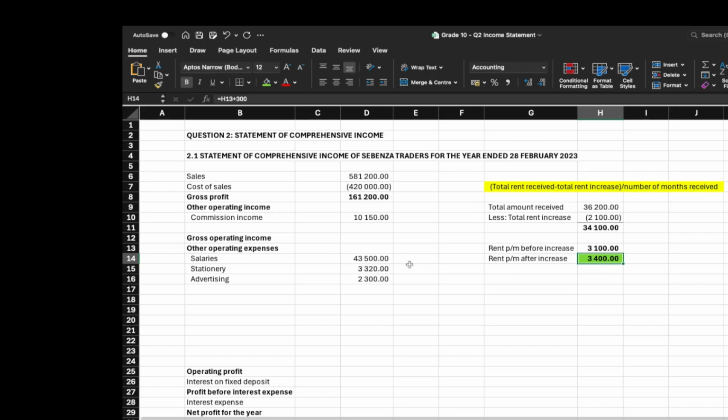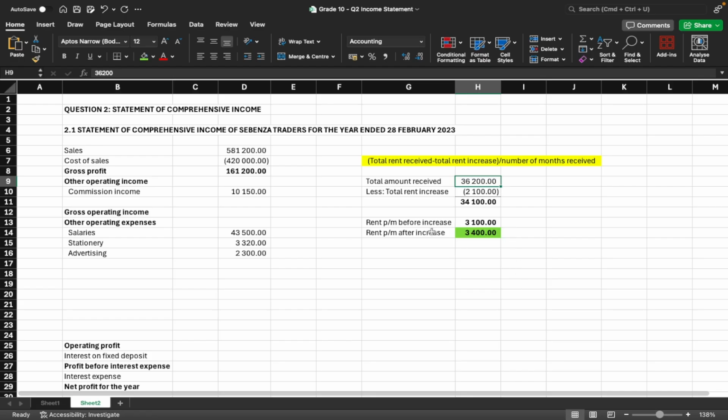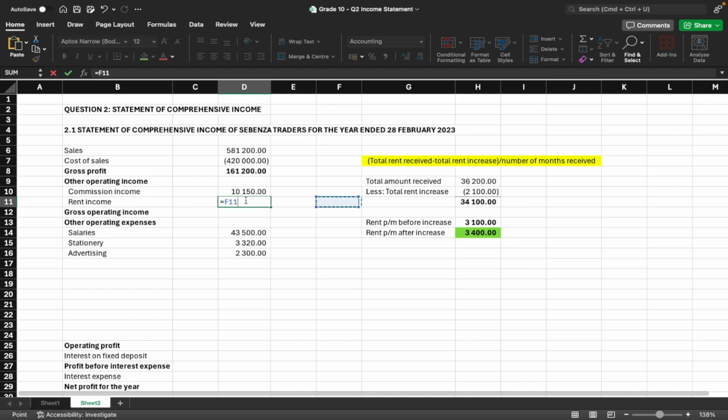So I need to add that to my rent that I've received so far, 36,200, and then I will get my total rent income. So I'm going to write here rent income and then put my answer of 36,200, which is how much I've received for 11 months, plus the rent per month after the increase, and this is for February 2023, and I get my 39,600 rand.